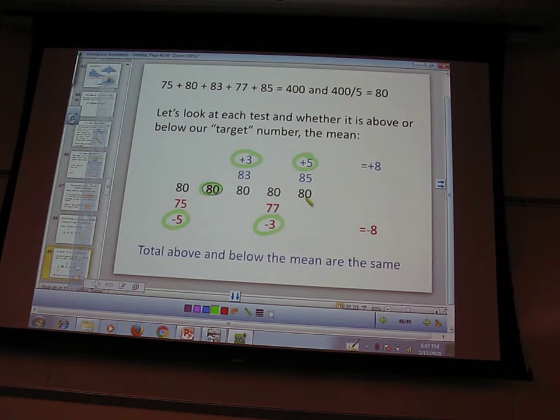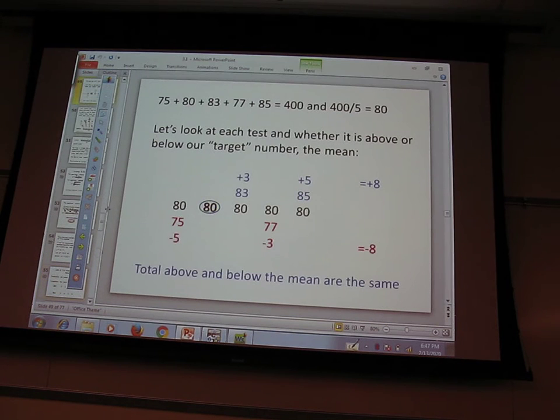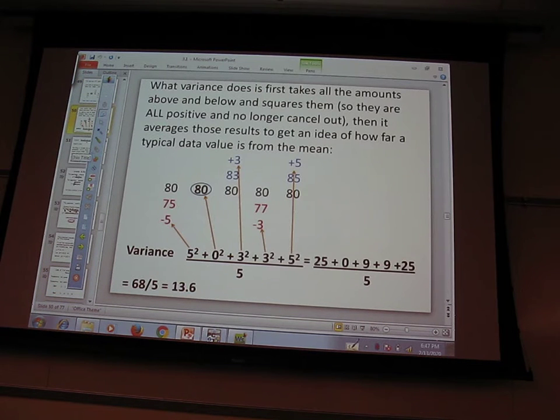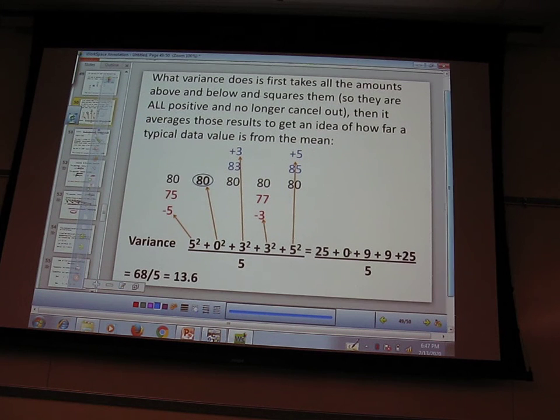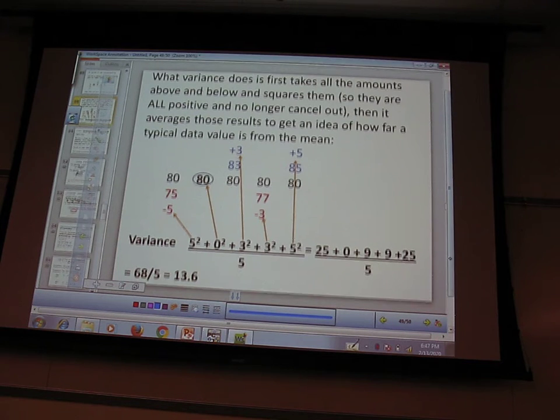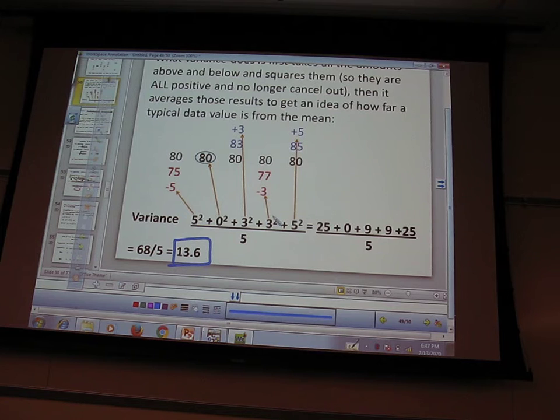So the problem is we can't just add up the differences, because we'll always get 0. So someone said, well, what if we square them all and make them positive first? So that's what they do with this variance. The first step is we take all those differences and we square them. We square -5, you get 25, you square 0, you get 0, you square 3, you get 9, you square -3, you get 9, square 5, you get 25. And then you average those. You add those up, divide by how many there are. There's 5 of them, so I'm going to divide by 5. So then that's my variance, 13.6.